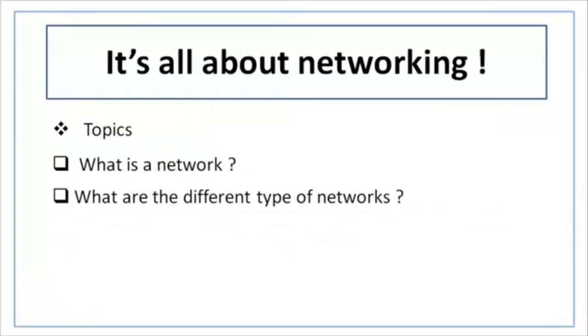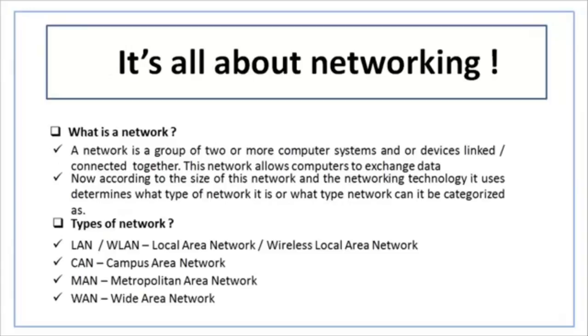Alright, let's start. These are the topics that we will cover in this video. What is a network? What are the different types of networks? Alright, so once again, what is a network? Well, a network is a group of two or more computers and/or devices like printers, faxes, and all sorts of devices. So this is what a network really is.